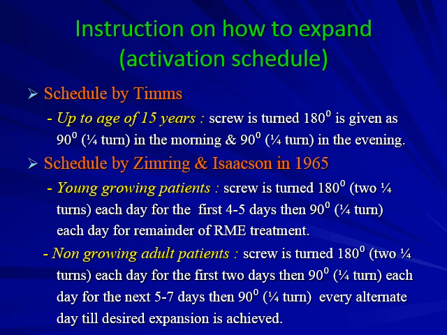While for a non-growing adult patient, they recommended that for the first 2 days the screw is turned 2/4 turns each day. Then for the following 5 to 7 days the screw is turned 1/4 turn each day. Then afterwards the screw is turned 1/4 turn day by day till we achieve the needed expansion.